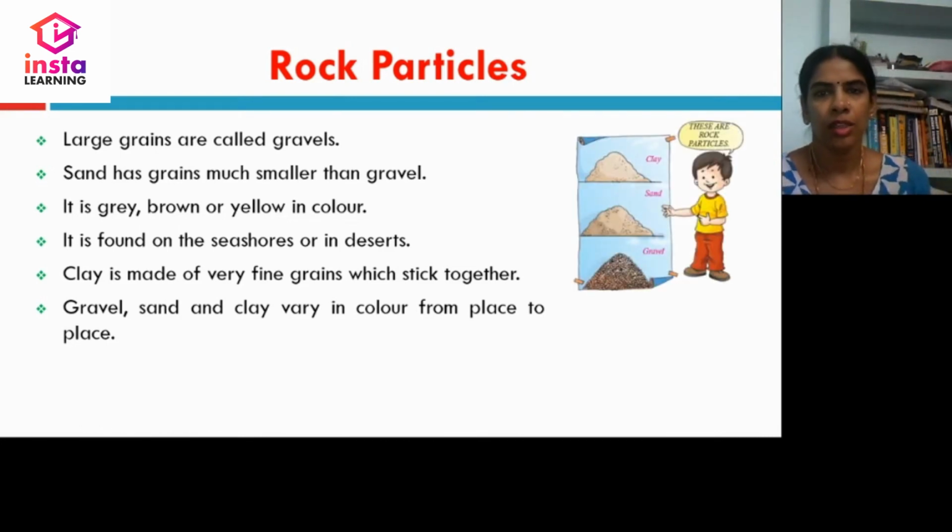You can see there are three rock particles: clay, sand and gravel. Clay is very fine grains which stick together. Sand has smaller grains, grey, brown or yellow in color. That sand you can see in deserts and beaches. Gravel has large grains. All the three differ in their colors.